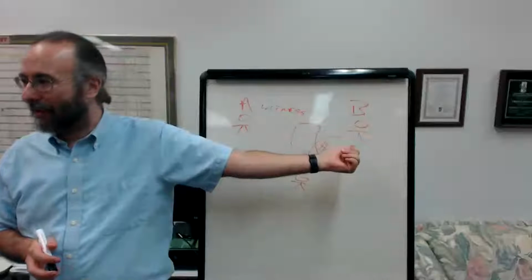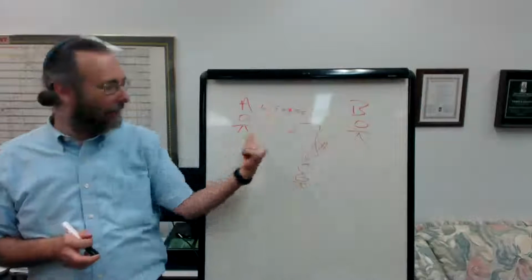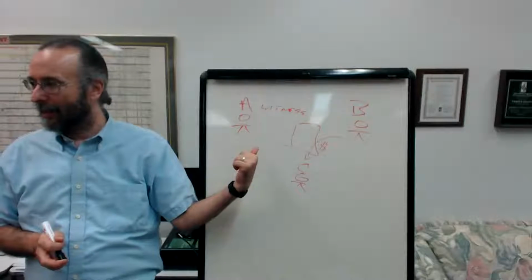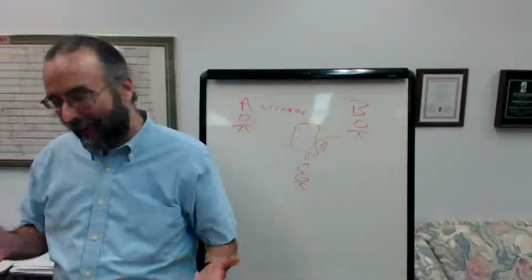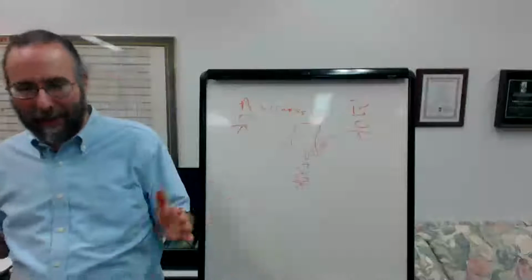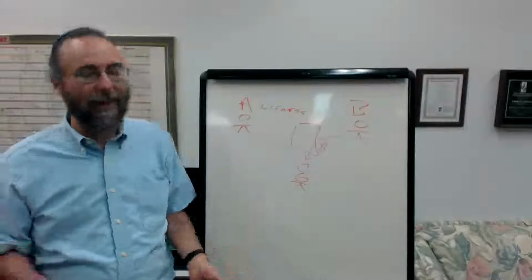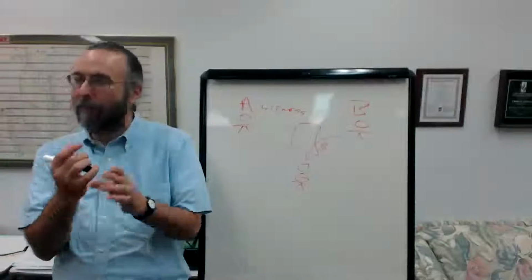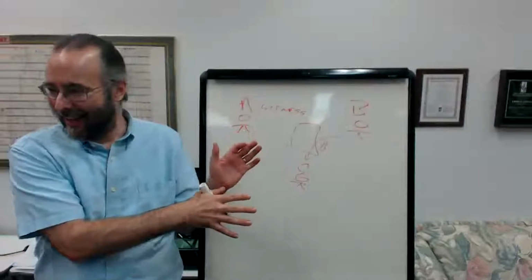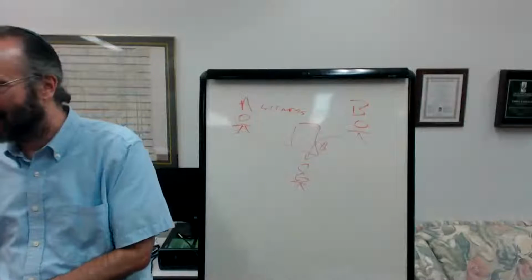Maybe A and B are brothers, and B is trying to sell A's portion of the inheritance. So these things can get really, really complicated depending upon the situation. All right. So now that we understand the horrible situation, let's see how the rabbis deal with it.